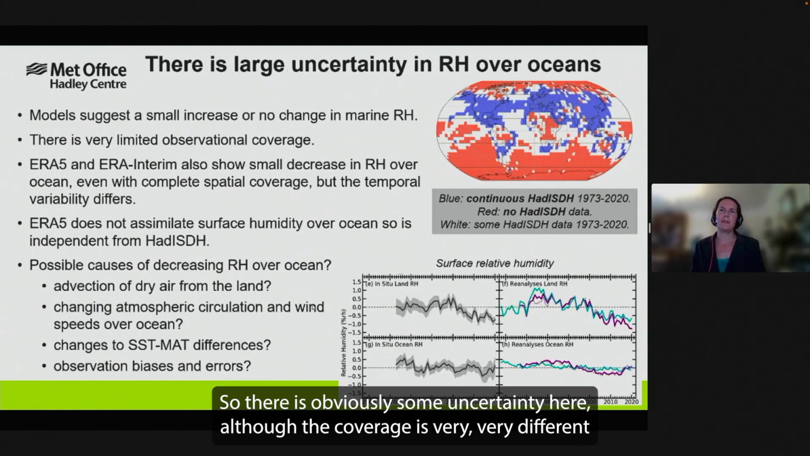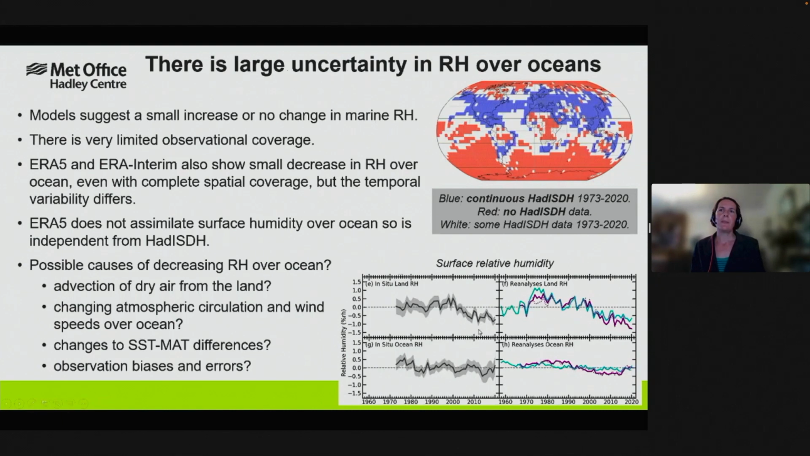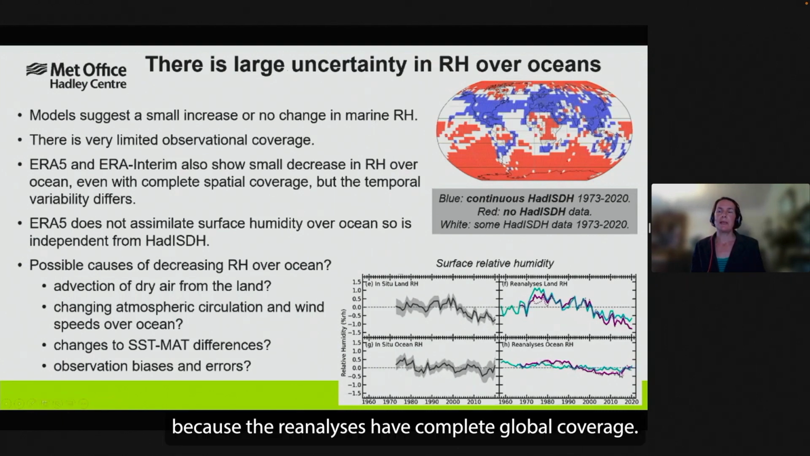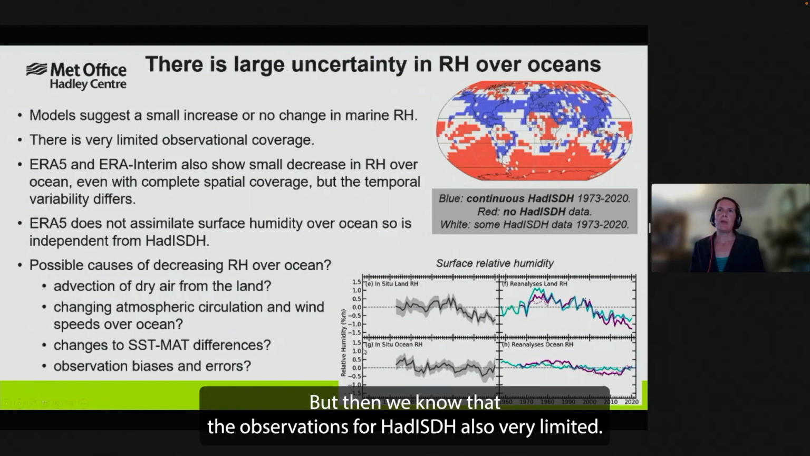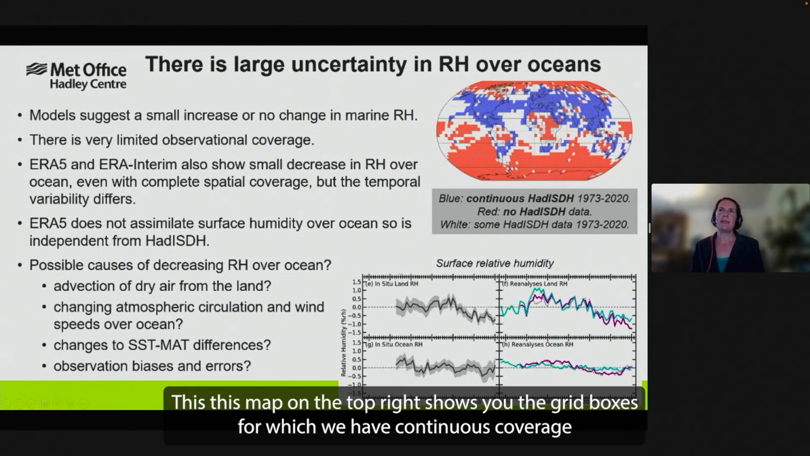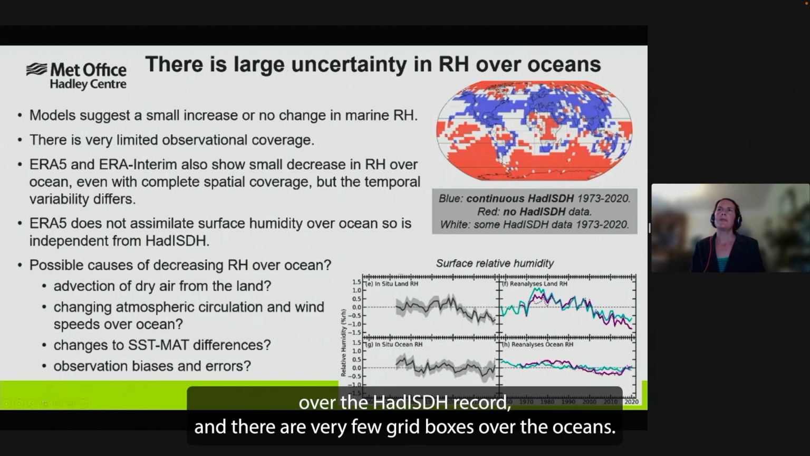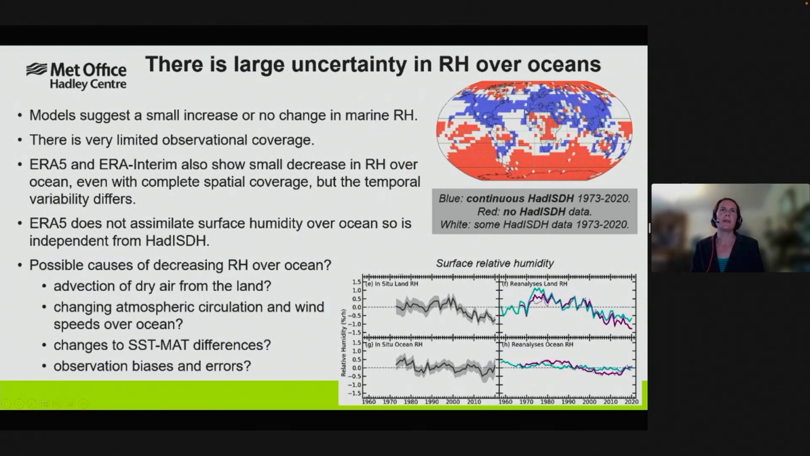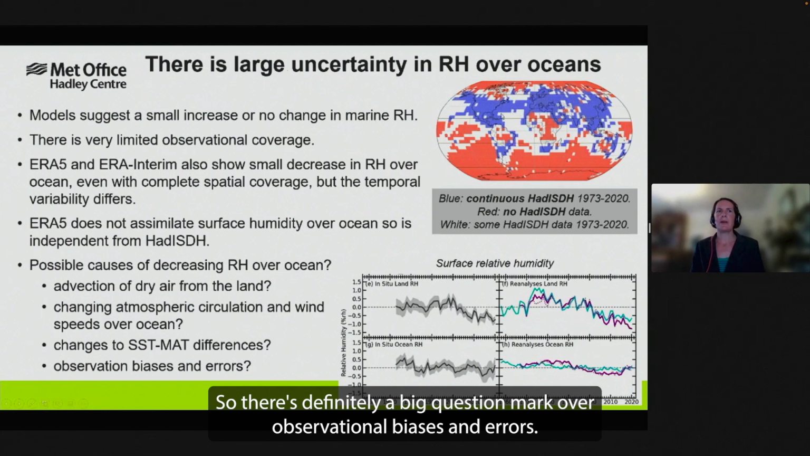So there is obviously some uncertainty here, although the coverage is very, very different because the reanalyses have complete global coverage. But then we know that the observations for HAD-SCH are also very limited. This map on the right, top right, shows you the grid boxes for which we have continuous coverage over the HAD-SCH record, and there are very few grid boxes over the oceans. So there's definitely a big question mark over observational biases and errors.